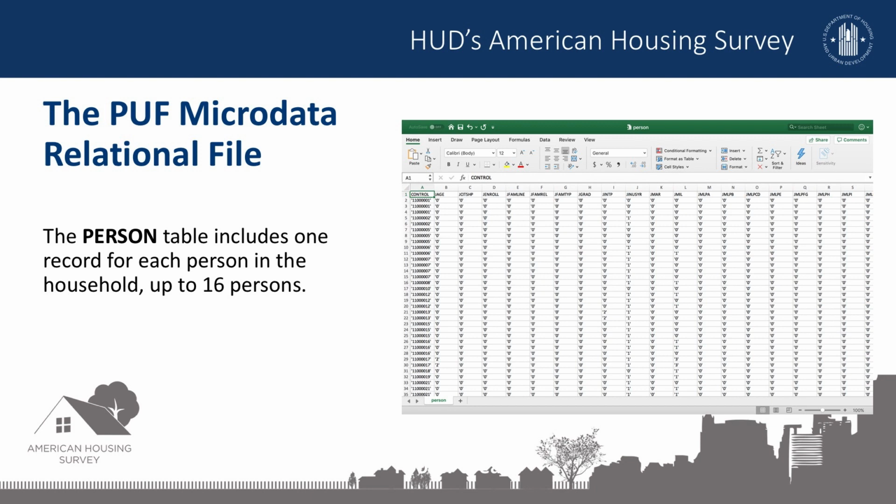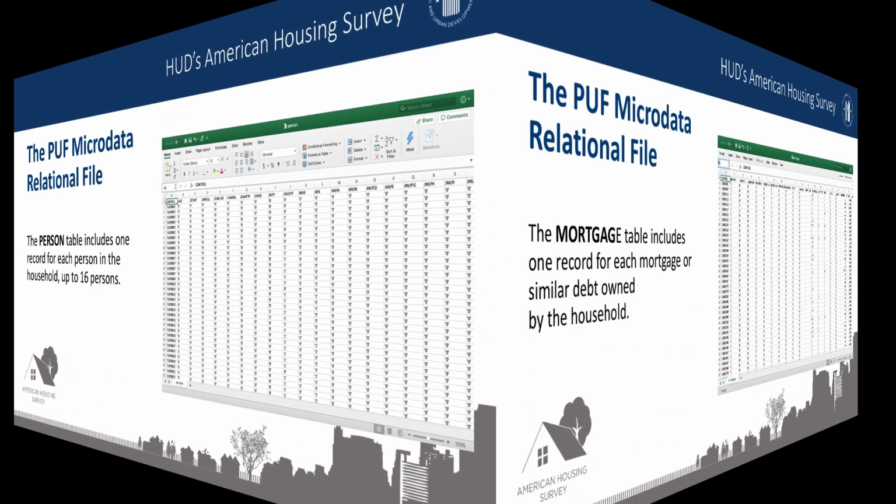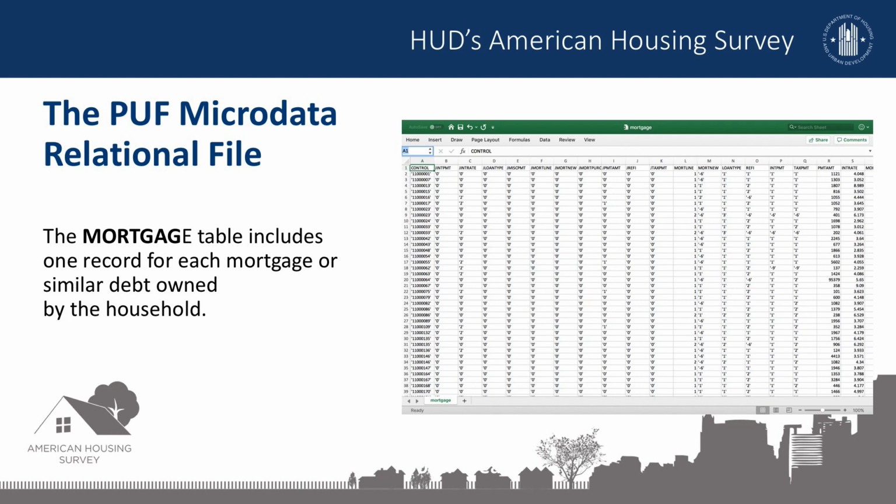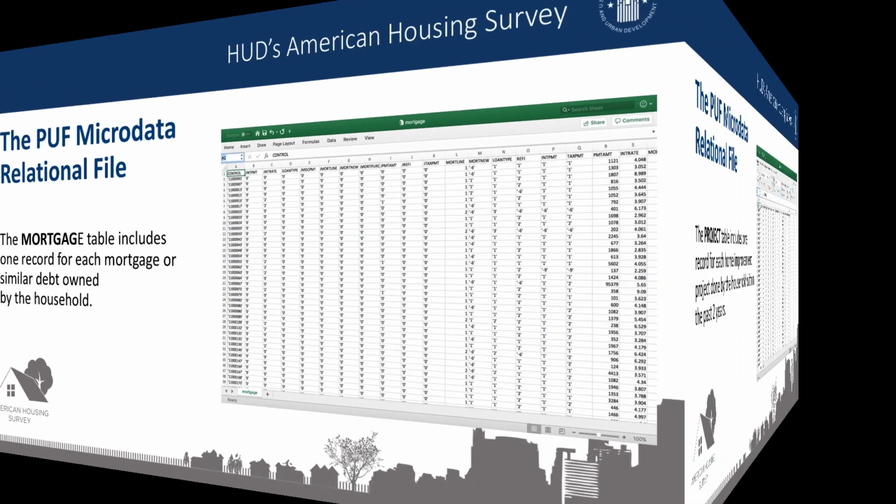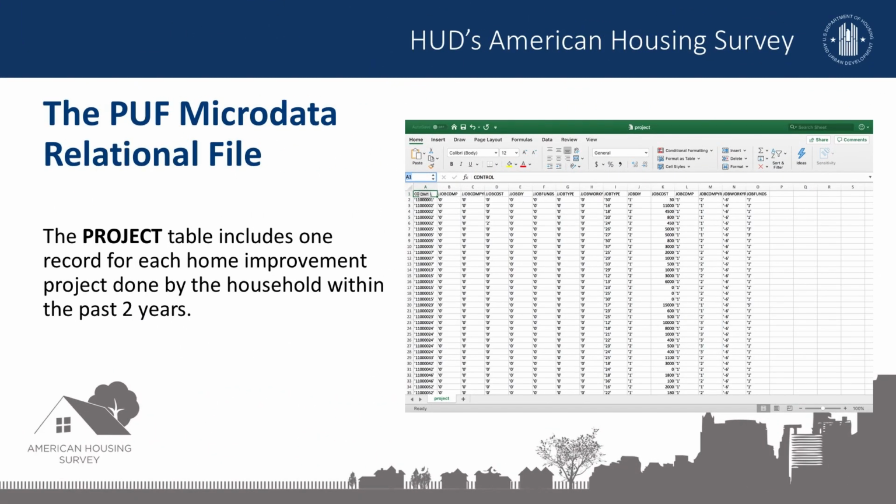For 2015 and forward, each person in the person table receives a unique person number, PLINE, and this number will be unique for the life of the longitudinal sample. In other words, if a person moves out of the housing unit, that PLINE number will not be reused. The mortgage table includes one record for each mortgage or similar debt owned by the household. The PUF microdata includes the first three mortgages. The IUF includes all mortgages reported by the respondent, up to 5. The project table includes one record for each home improvement project done by the household within the past 2 years. At most, there are 26 records per household, reflecting up to 26 projects.